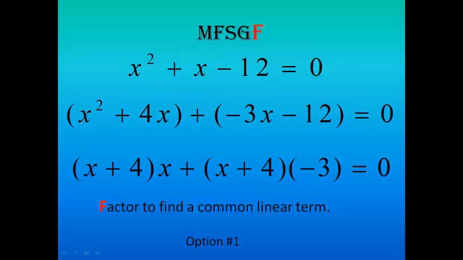I'm going to look for a common term between those two, which in this case is an x. Common term between these two, which in this case is a negative 3. And when I factor that out of each of those terms, you can see in both cases I'm left with x plus 4. So that's the key item we're looking for in this method, is to find a common binomial to pull out. So that's where we got with option 1.